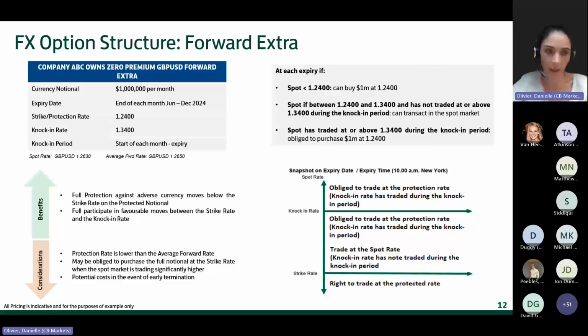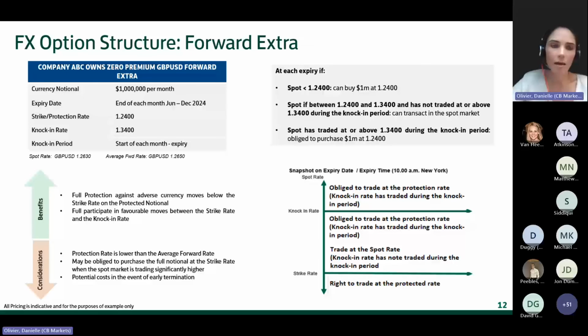and the company enters into a forward extra. So we have a strike rate of 1.24 and a knock-in rate of 1.34. And that knock-in rate is valid during the knock-in period for each month. And that knock-in period is the start of each month until expiry. So you'll essentially have 7 knock-in periods that each become live at the start of the month and until the expiry of that specific month's trade.